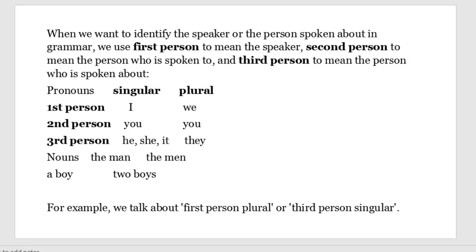When we want to identify the speaker or the person spoken about in grammar, we use first person to mean the speaker, second person to mean the person who is spoken to, and third person to mean the person who is spoken about. Pronouns: singular, plural, first person, I, we, second person, you, third person, he, she, it, they. Nouns: the man, the men, a boy, two boys. For example, we talk about first person plural or third person singular.